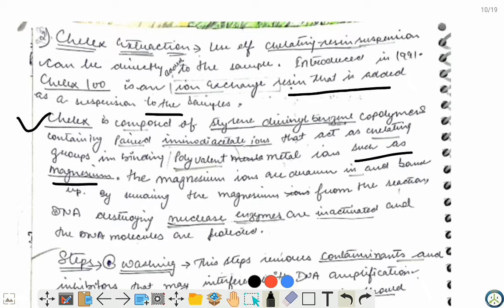So the magnesium ions are drawn in and bound up. By removing the magnesium from the reaction, DNA destroying nuclease enzymes are inactivated. The Chelex reagent will inhibit the activity of DNase enzyme, or we can say nuclease enzyme, and the DNA molecule is protected. So our DNA molecule will be protected if we inactivate the activity of DNases. Clear? The steps are very simple.